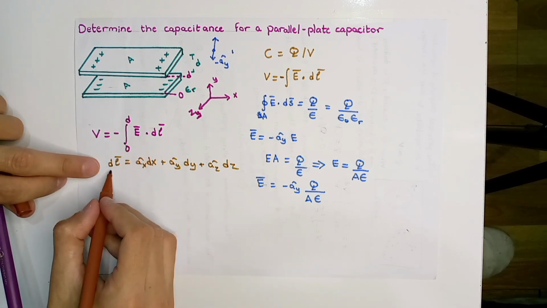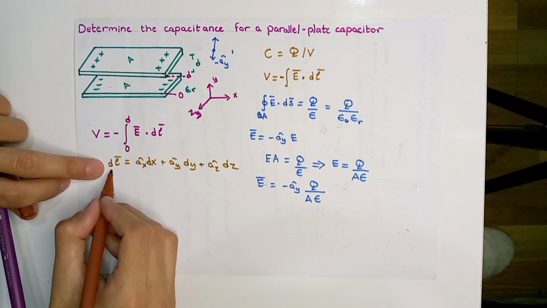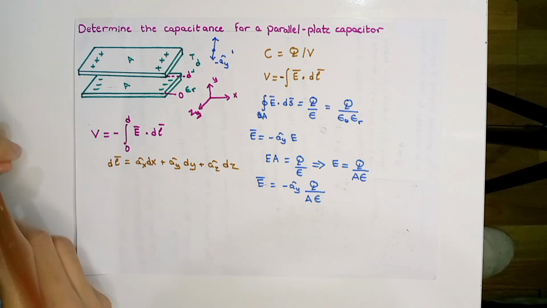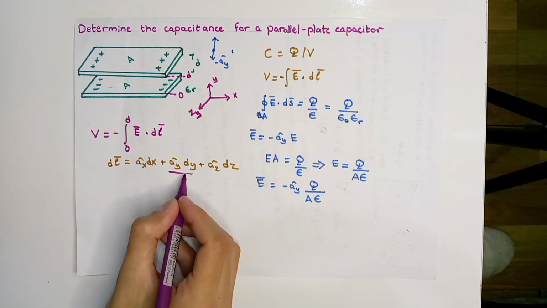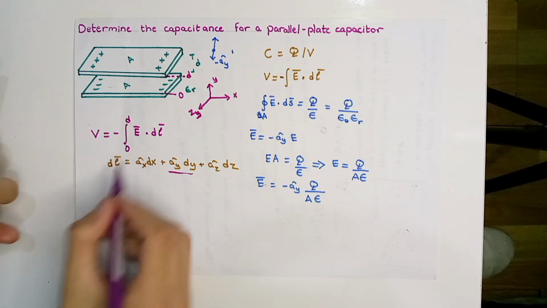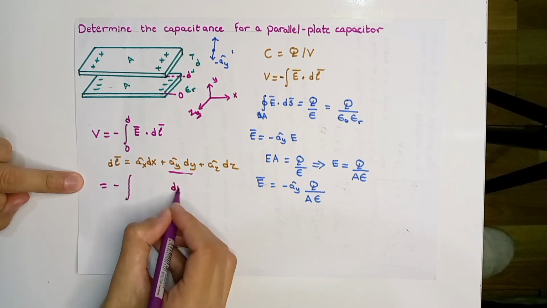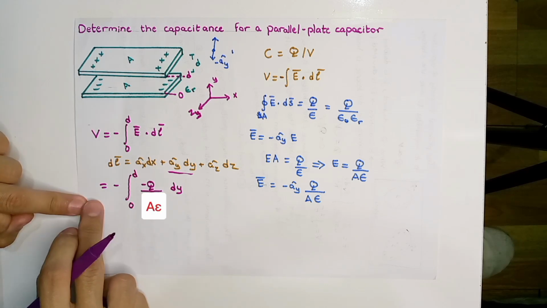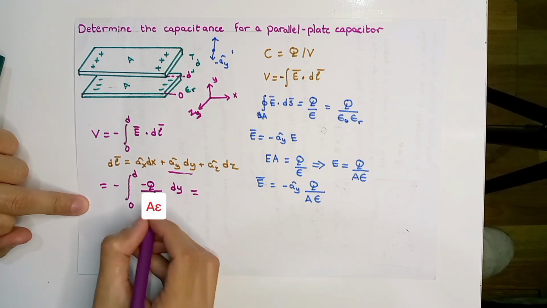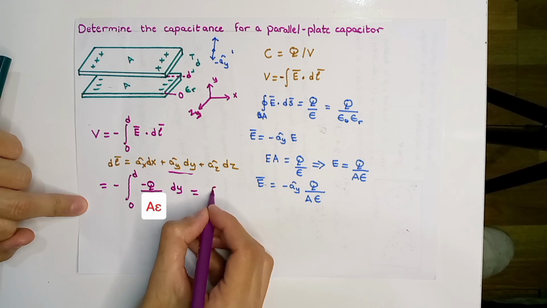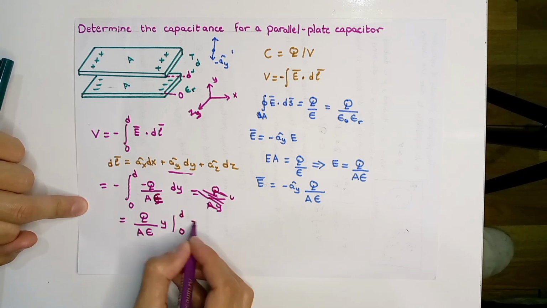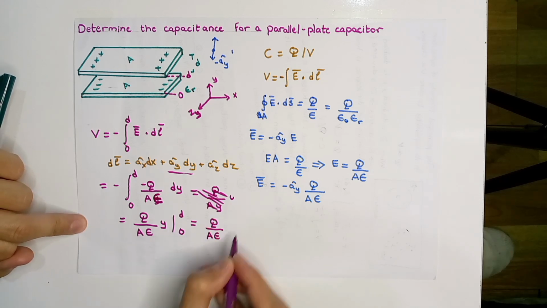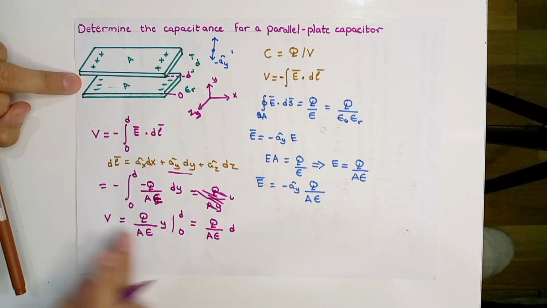By taking the dot product between this arbitrary differential length and E, all components will vanish except for the component accompanied with the unit vector y. Now I'm going to plug in the right-hand side of this equation. By taking the integral and substituting d and 0 for y, we have the potential difference between these two plates.